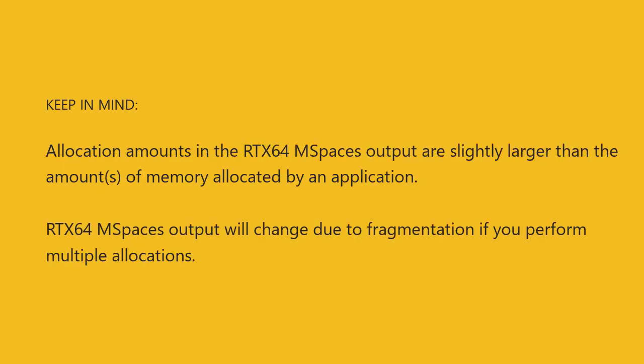Note that the allocation amounts highlighted in the RTX64 MSpaces output are slightly larger than the amount of memory allocated by the application. This is because the C and C++ runtime libraries also allocate some memory for their own use. It's also worth noting that the values in the RTX64 MSpaces output will change due to fragmentation if you perform multiple allocations.